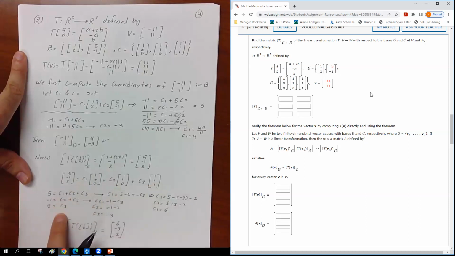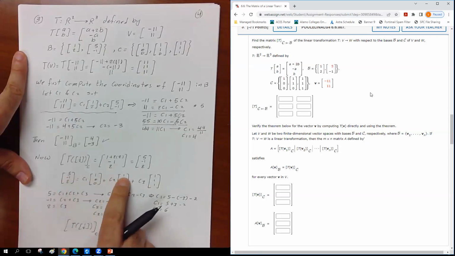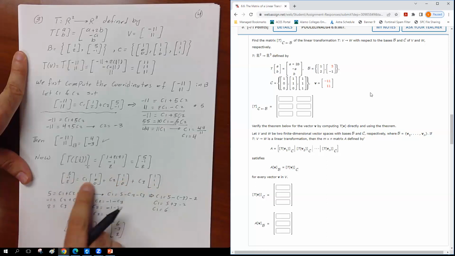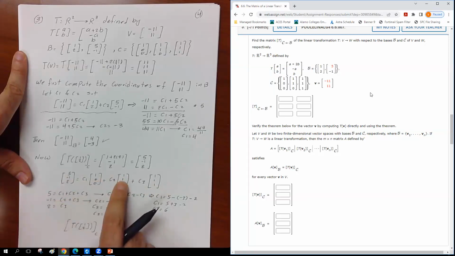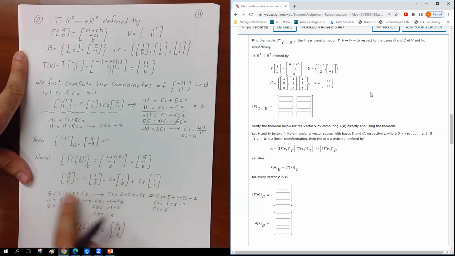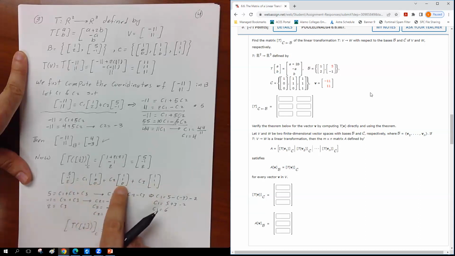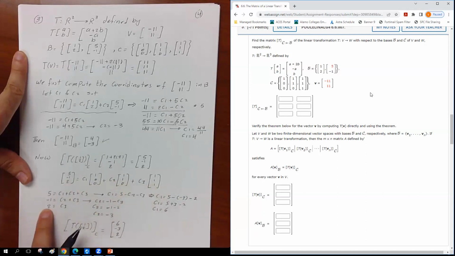(5, -1, 2) as a linear combination from the base C, C1, C2, C3. You're going to get this system. 5 equals C1 plus C2 plus C3. -1 equals 0 C1 plus C2 plus C3. And 2 equals 0, 0, C3. That means C3 equals 2.